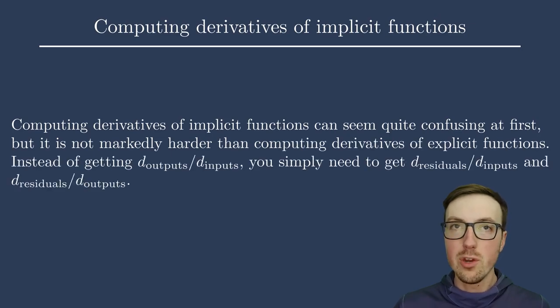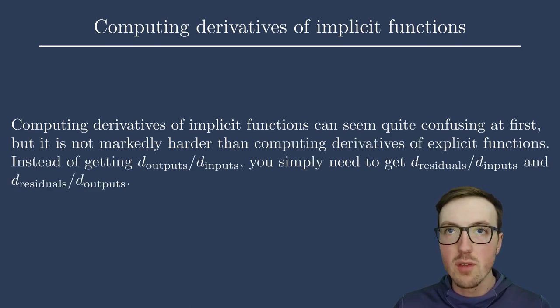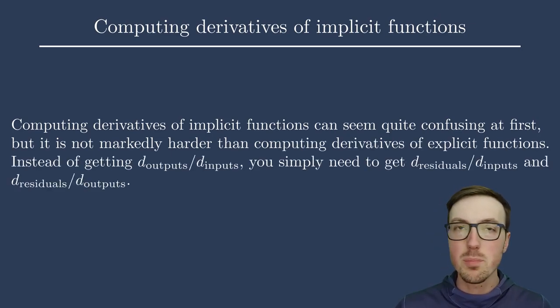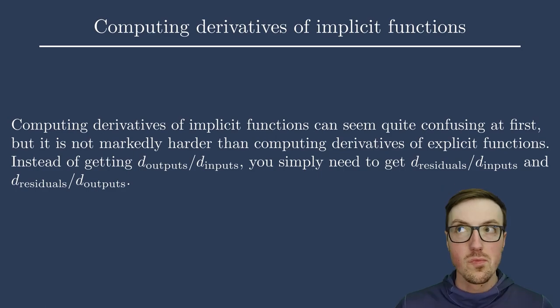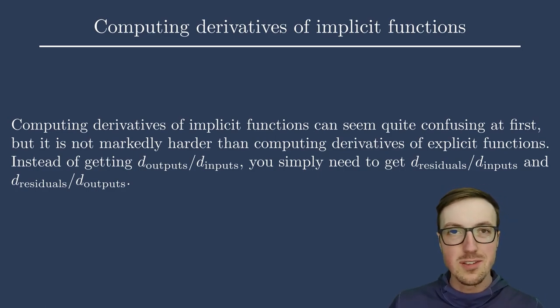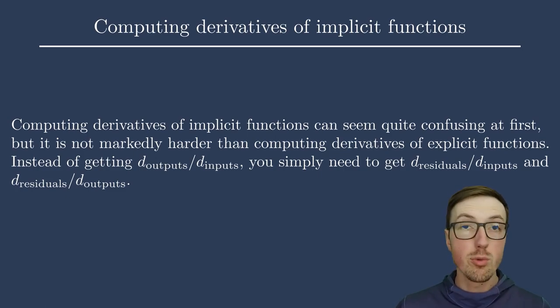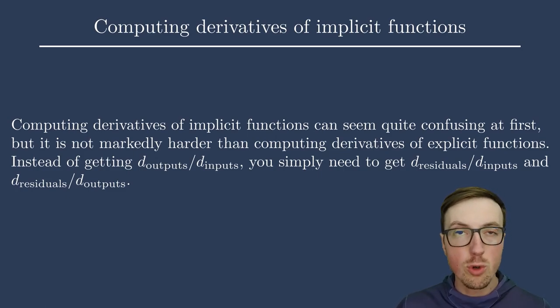The main takeaway that you need to remember for computing the derivatives of implicit functions is that you simply want the derivatives of the residual with respect to the inputs and the residual with respect to the outputs. It's not that you want the derivatives of the outputs with respect to the outputs. That doesn't necessarily make sense. I'll walk you through what this means with a step-by-step code tutorial, but also introduce the theoretical background before we get to the implementation.